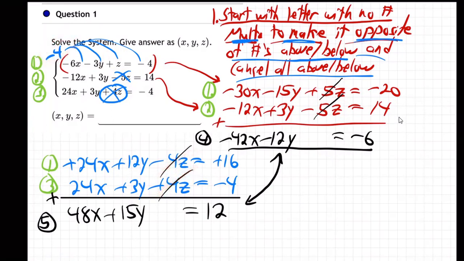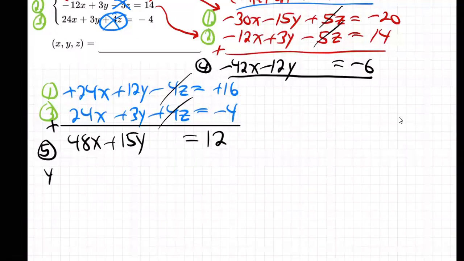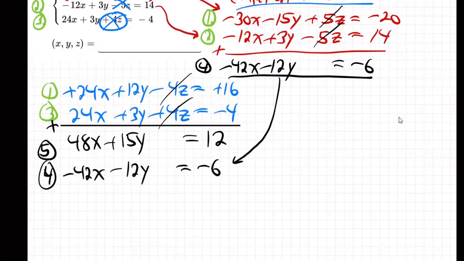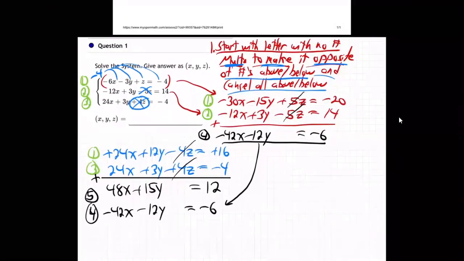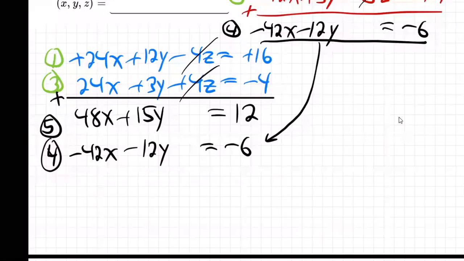Okay. So now bring down equation 4. Bring it down right here. Equation 4. So now we have 2 equations with 2 letters. So that was step number 1. Start with no letters, and basically get rid, cancel all the z's. The z's are gone. I canceled all the z's. Now equations 4 and 5 are 2 equations with 2 letters, right?